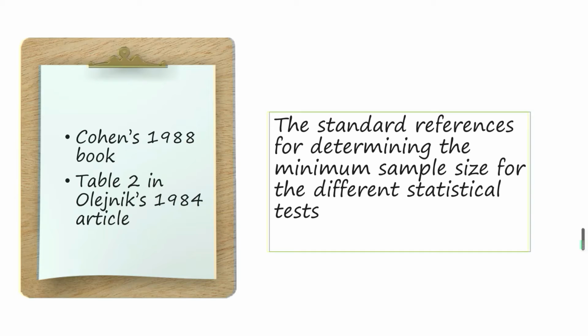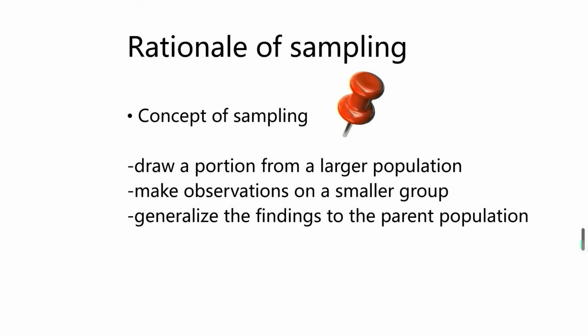Cohen's 1988 book and Table 2 in Olnick's 1984 article can be considered as standard references for determining the minimum sample size for the different statistical tests. Now let's go on to talk about the rationale of sampling.